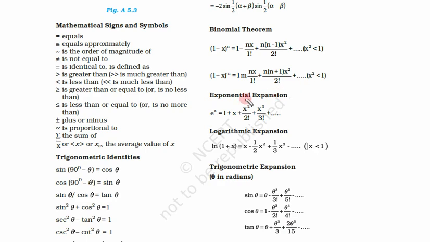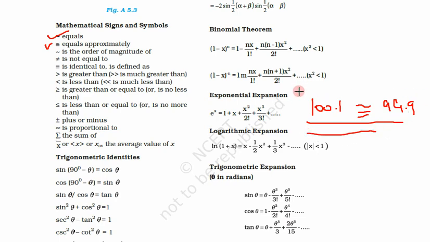So after trigonometric properties, let us learn about some mathematical symbols that we are going to use. First symbol is equal, that you know, two quantities are equal. Equals approximately means two quantities are nearly equal, like 100.1 is nearly equal to, or equals approximately, 99.9. These are approximately equal.